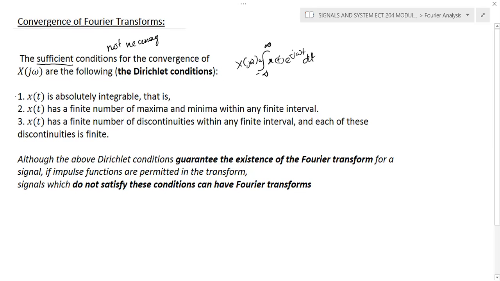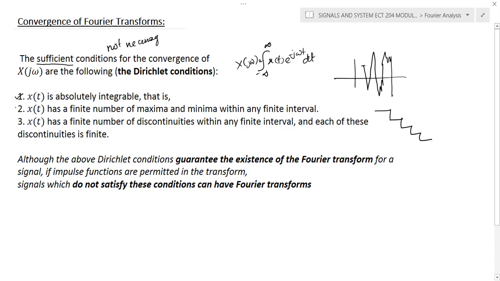The first point is x of t is absolutely integrable. This first point is very important when you do the problems. In this particular equation, if x of t is not absolutely integrable, meaning if you evaluate this integral you will get infinity, then the condition fails. Another point: x of t has a finite number of maxima and minima in any finite interval. So the amplitude can vary in a random way, but there should be a finite interval. Then only can we define that particular signal. Similarly, the discontinuities: when you take any interval, the discontinuities should be finite.